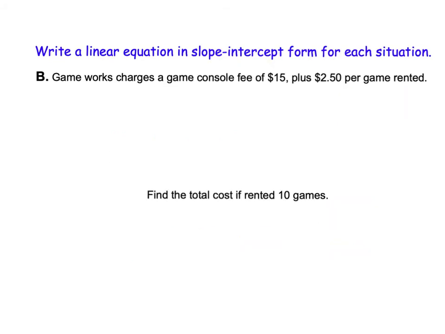Let's try another one. Write it in slope-intercept form. If you want to try it on your own, pause the video and then start it back up as soon as you have an answer. We're going to use slope-intercept form: y equals mx plus b. Remember, b is the beginner, our y-intercept, and mx is our mover, our slope.